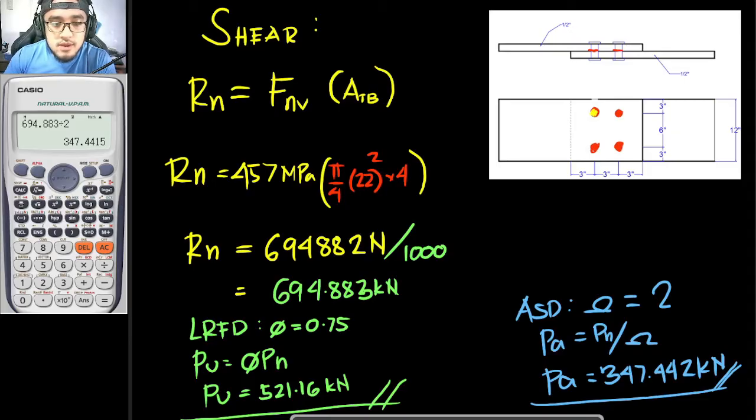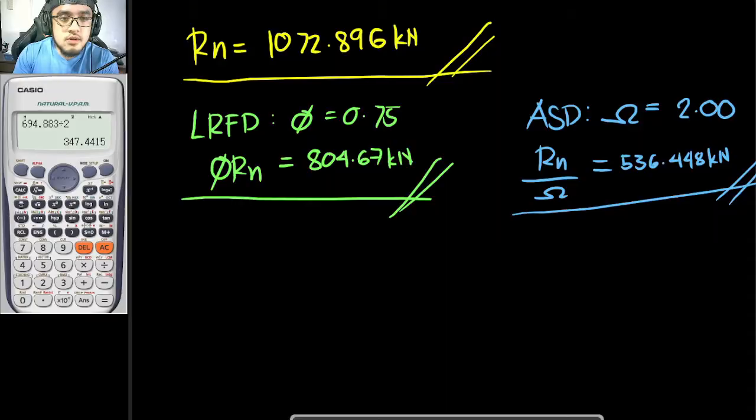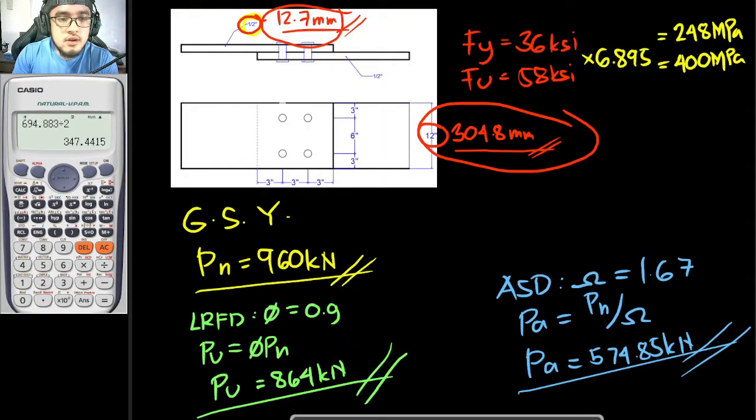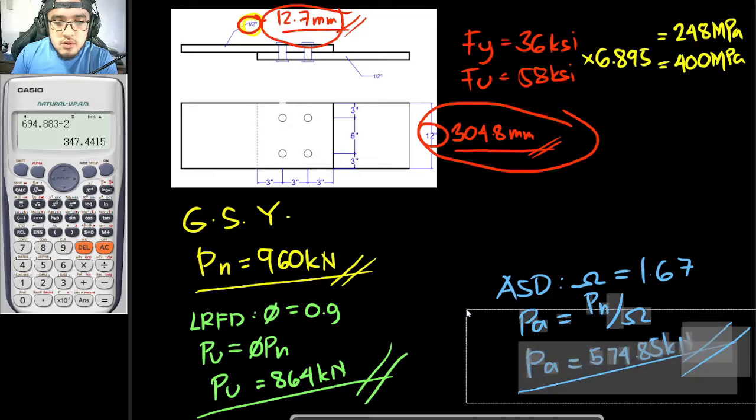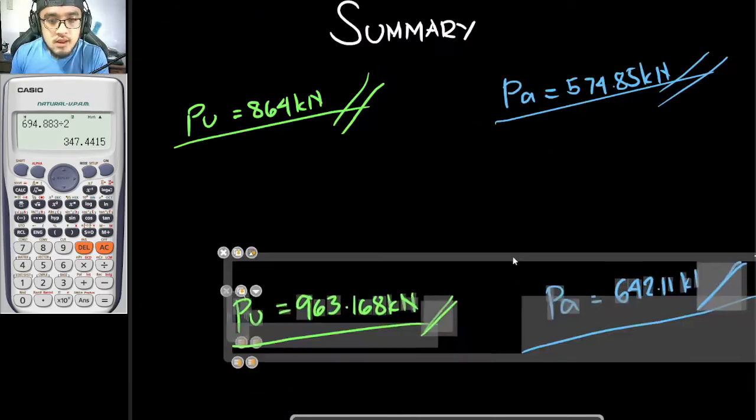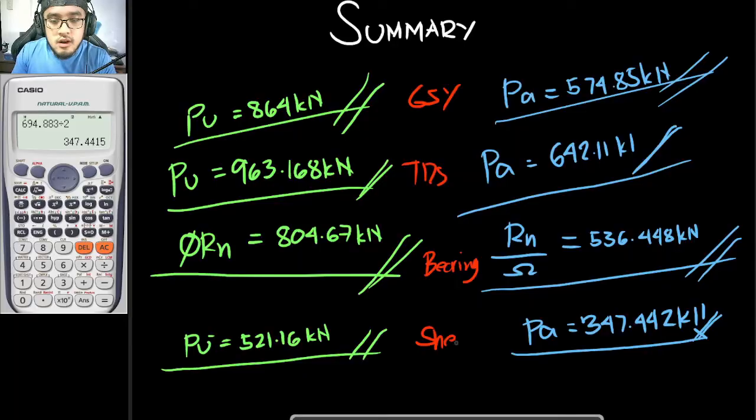So ang tanong, tapos na ba tayo? Basically, hindi pa, since hindi pa natin alam kung ano na-govern. So what I would be doing next is summarizing it. So dito, summary. I would just be copying every value, from our GSY, copy paste ko na lang. What you would be doing next is to get the smallest value. Whatever the smallest value is to be the strength of your connection.